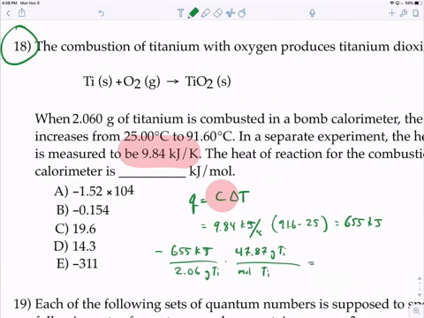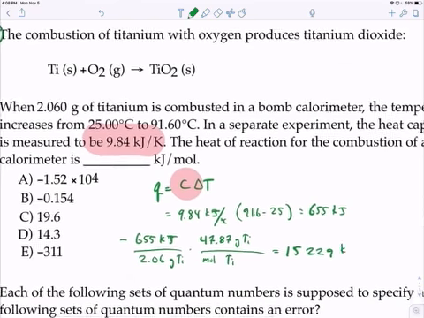Okay, times 47.87 divided by 2.06. And this is 15229 kilojoules, which is minus 1.52 times 10 to the 4 kilojoules per mole. Like that.